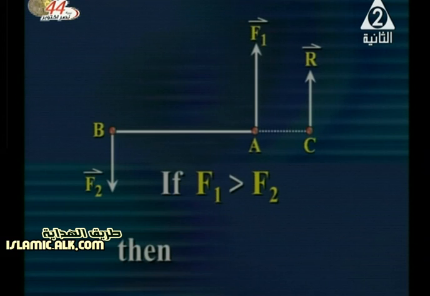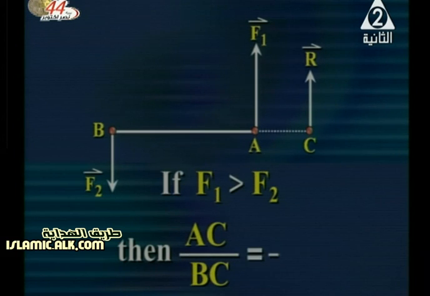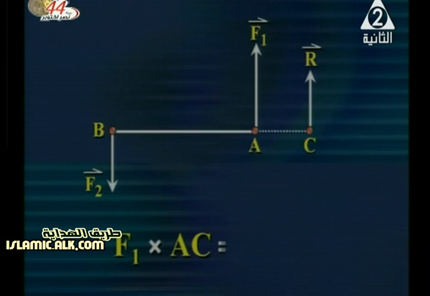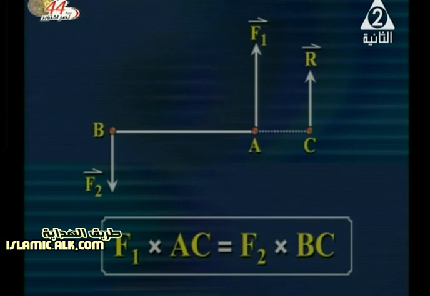F1 is more than F2, then AC over BC equals what? Yes, F2 over F1. By using cross multiplication, F1 times AC equals F2 times BC.